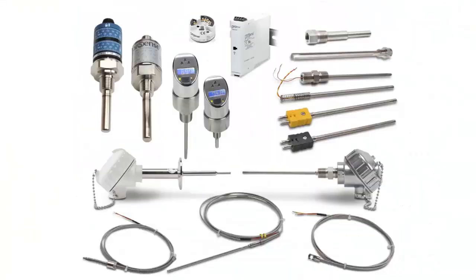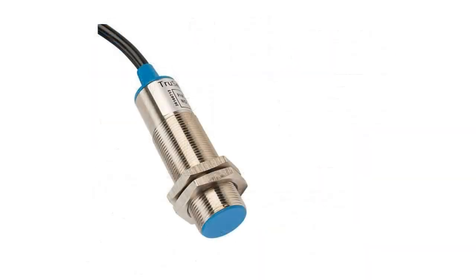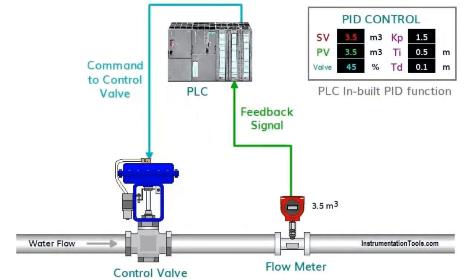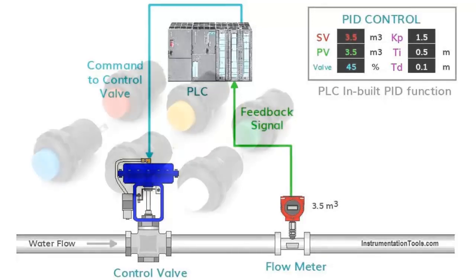PLC input devices are external sensors, switches, or devices that provide signals or data to the programmable logic controller, PLC, for processing. They allow the PLC to monitor the status of various parameters in the control system.